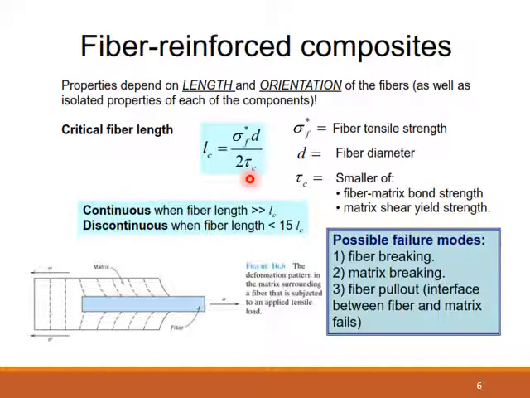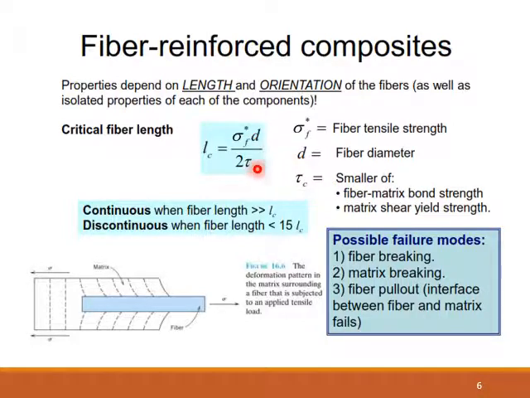Usually this interfacial shear strength can be determined by doing a pull-out test. If you have the fiber within the matrix and you do an experiment to pull out the fiber from the matrix, the force that you will use to pull out the fiber and the dimension of the fiber will allow you to calculate the interfacial shear strength. So you know the fiber strength, the diameter of the fiber, and the interfacial shear strength.